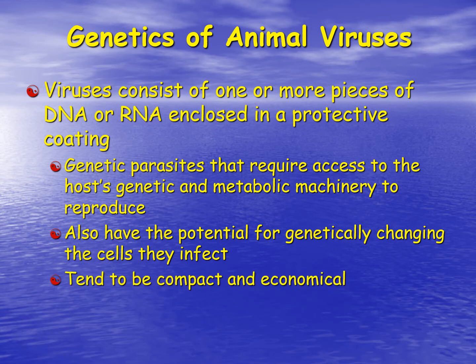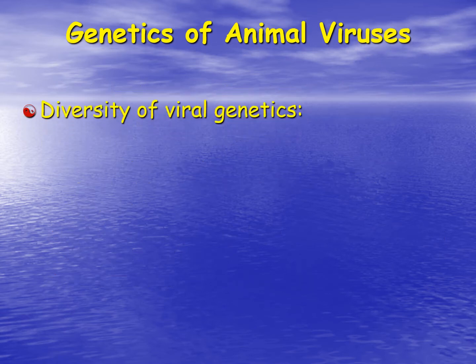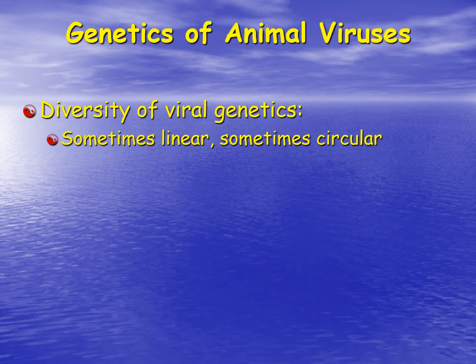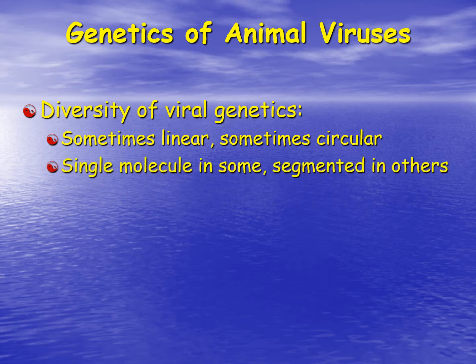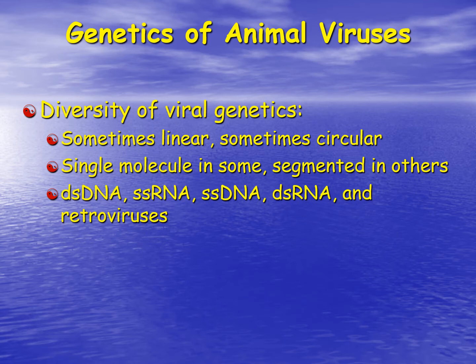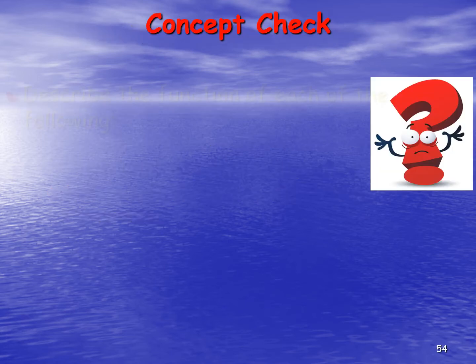Viral codes tend to be very small, compact, and economical. And there is a diversity of the viral genomes. Sometimes the DNA or RNA can be linear, sometimes it's circular, single molecule in some viruses, segmented in others. And again, they can be double-stranded or single-stranded DNA or RNAs, or they can be retroviruses or other types of viruses that carry their own enzymes that affect the mechanism of the host cell.